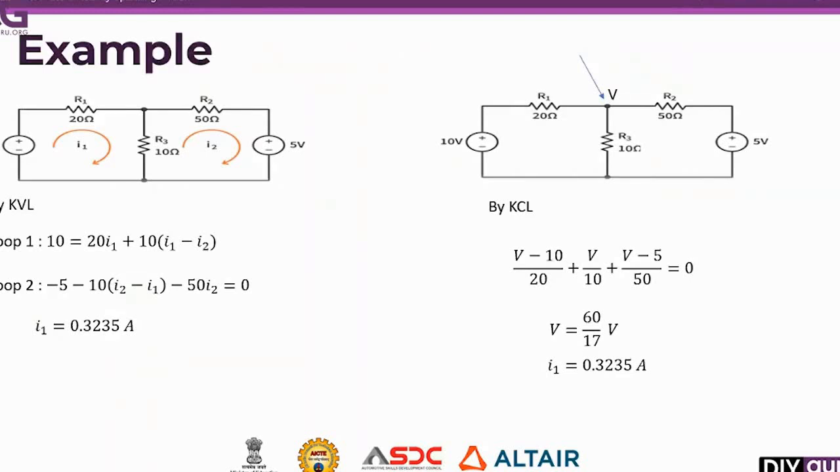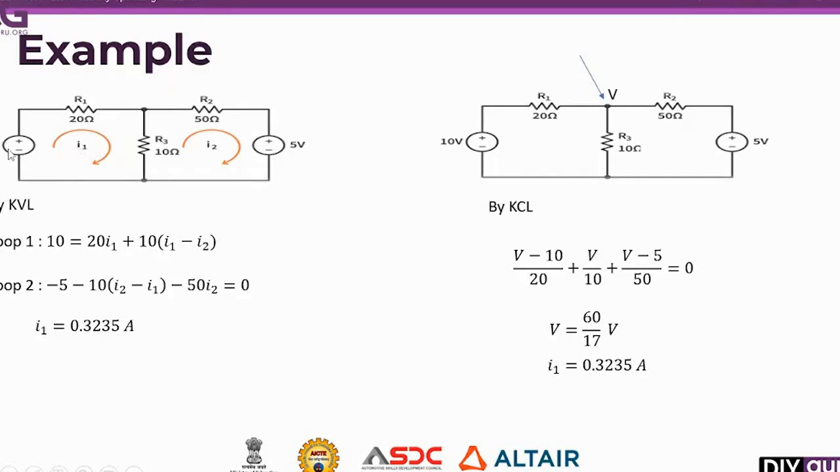Now we'll take one small example to understand this KVL and KCL. So here we have taken one simple circuit. You can see here the circuit, which has two loops, two sources and three resistors. Okay, so here if you want to apply the KVL, first we need to mark the current directions. So I have taken the current direction like this. Now just apply the KVL in the first loop.